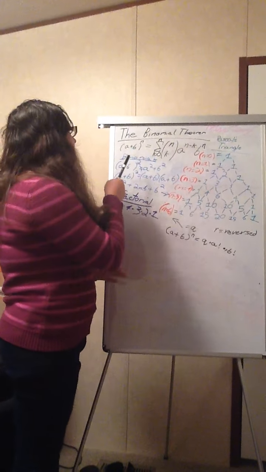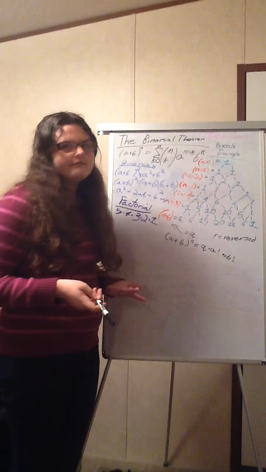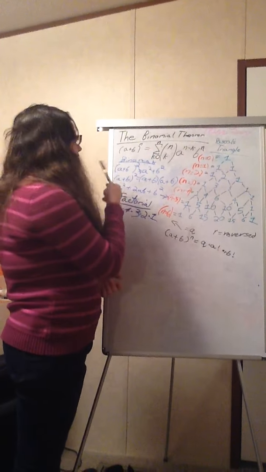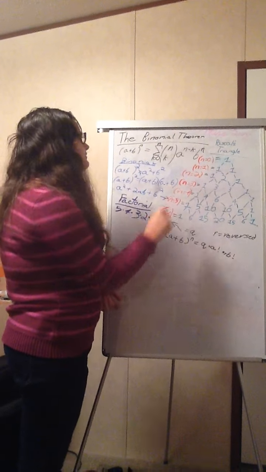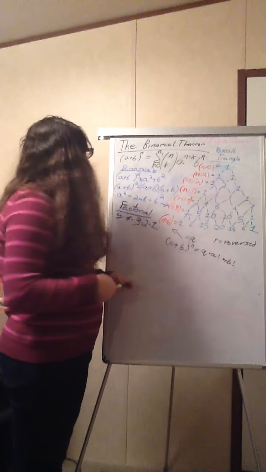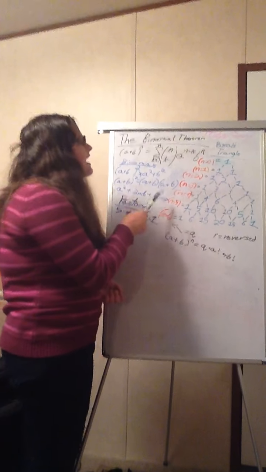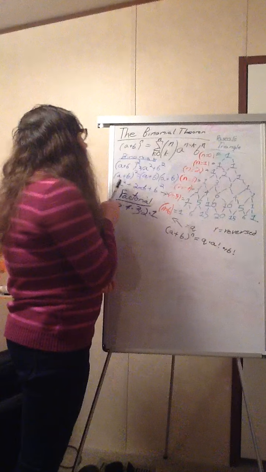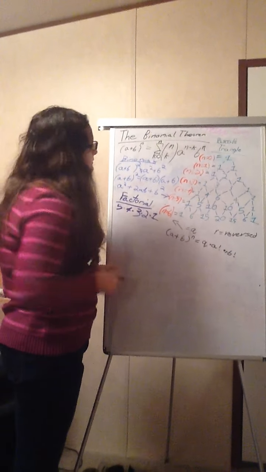So binomials are basically (a + b) to some power, say squared. If you see (a + b) squared, you might think that equals a squared plus b squared. However, it doesn't. Instead, (a + b) squared equals (a + b) times (a + b), which eventually equals a squared plus 2ab plus b squared.